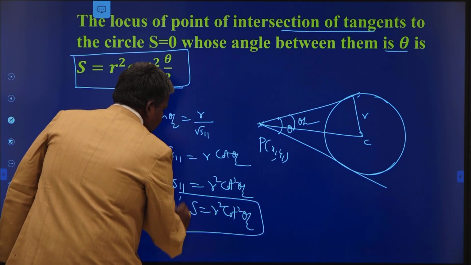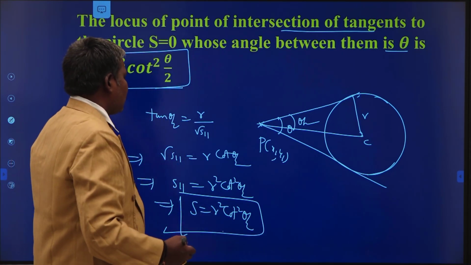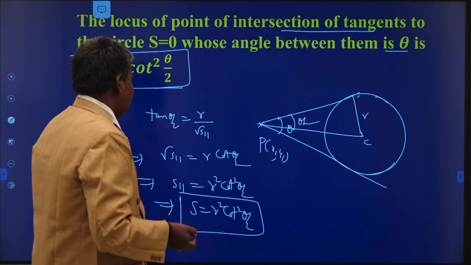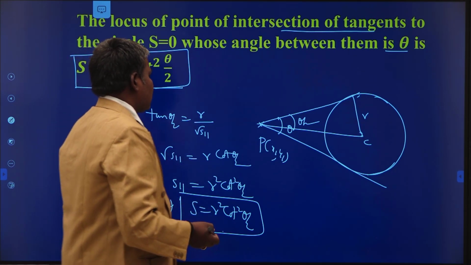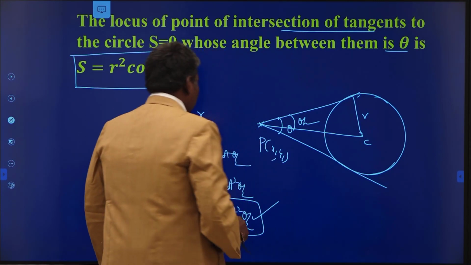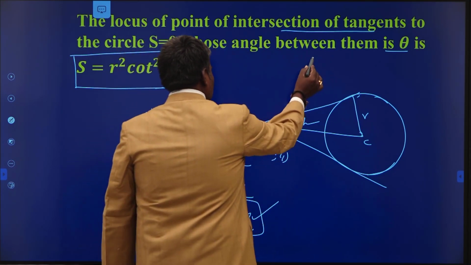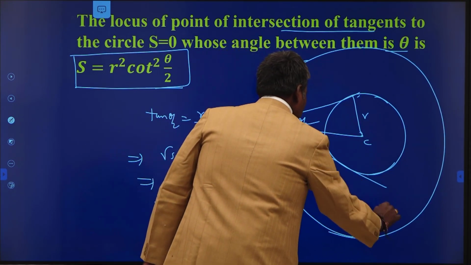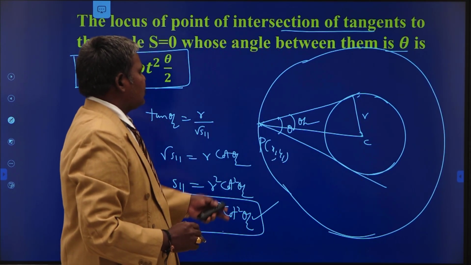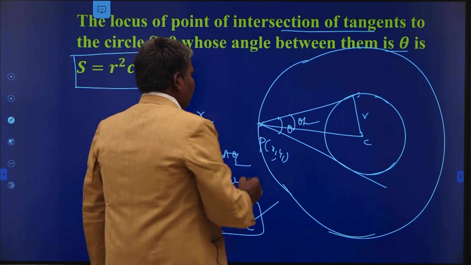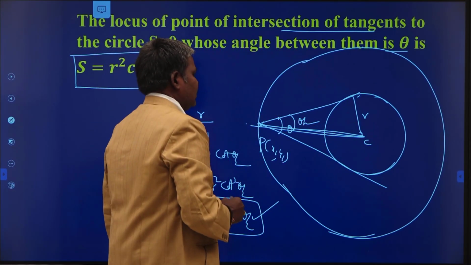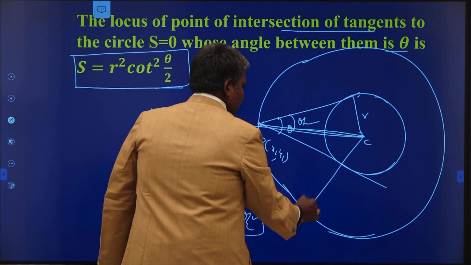Simple relation. So, S is equal to R square cot square theta by 2 is the locus of point of intersection of tangents whose angle between them is alpha. So, the required locus is another circle passing through this point in this manner. This is also a circle. The required locus is a concentric circle having a radius of this much. The distance from here to here is your radius. This is also the radius. Understand?